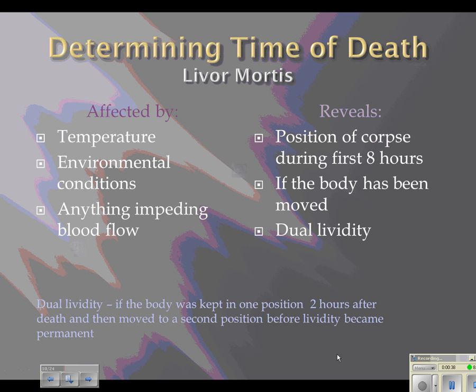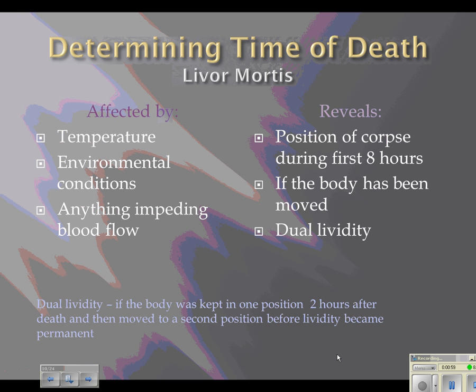And livor mortis can be affected by temperature, environmental conditions, and anything that impedes blood flow, such as ropes being bound around the person's wrist or ankles. Blood can't flow, and so you're going to see different marks there. And what livor mortis helps to do is see what position the corpse was in during the first 8 hours, and if the body's been moved.